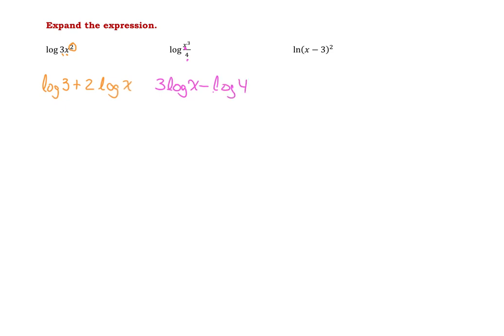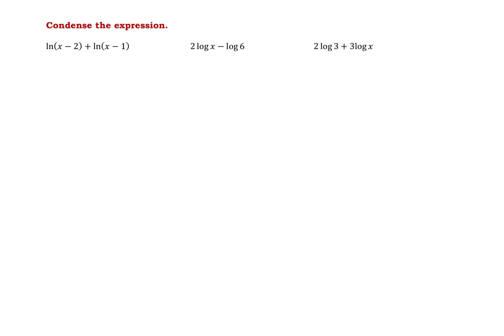And now this last one, it's a natural log. Notice the parentheses. That means x minus 3 is the whole entire argument. I can't break that up. So to expand this, I'm just putting the 2 in front of that natural log, and this stays in parentheses. So that's the only expansion there. Okay, so now we're going to condense.